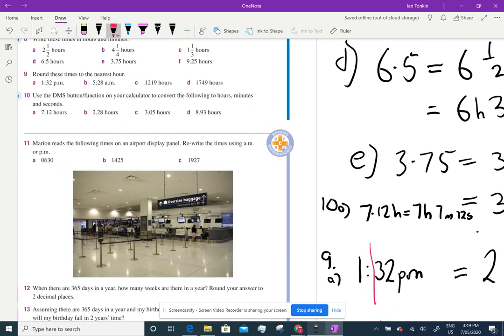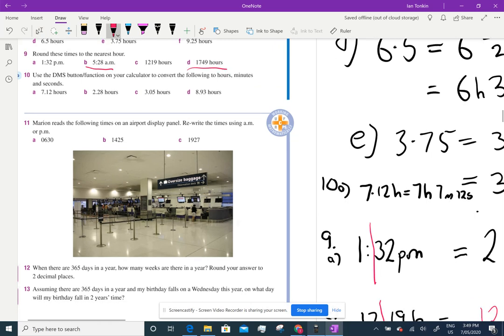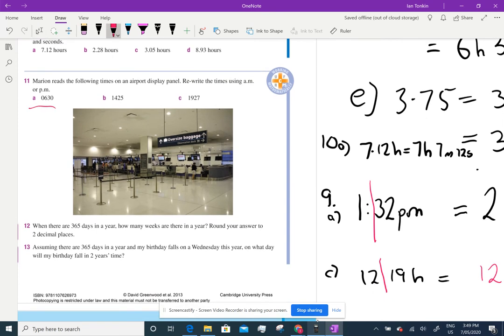Righto. You have a go at the other two, this one and this one. And then you can do these ones because they're in 24-hour time. There's that one we were just talking about, 11, 0630. Oh, that's 6:30 a.m. in the morning.